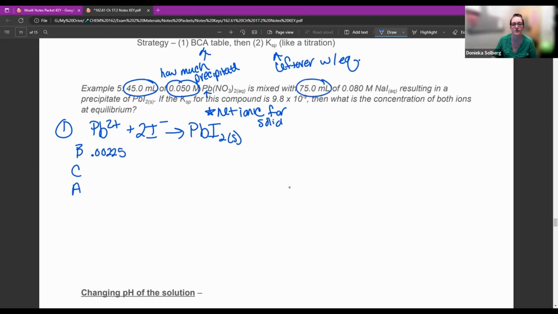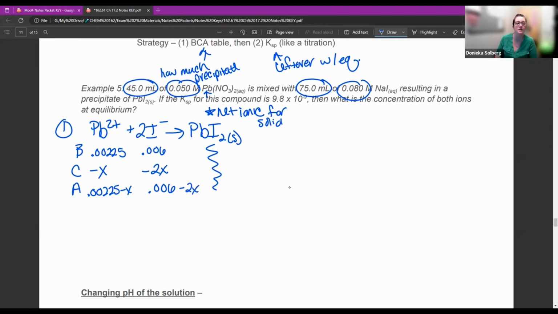If I multiply this and this, I get my iodine ions. So I started with 0.006, and this is a solid, so whatever. These are going to make the solid, so I'm going to lose this, minus 2x. Also, these are reactants, usually negative. So I get 0.00225 minus x and 0.006 minus 2x.